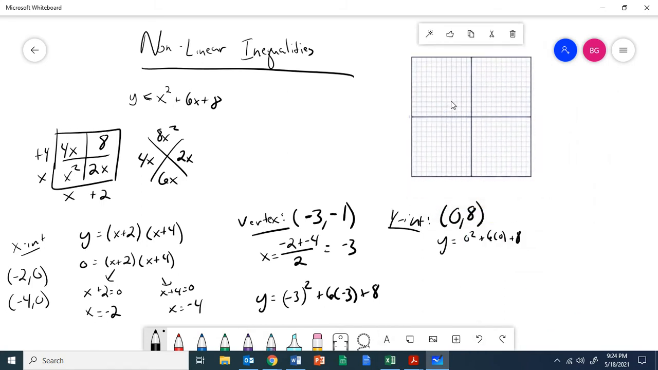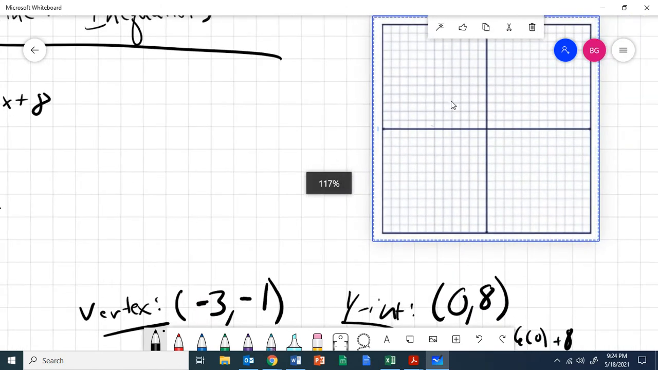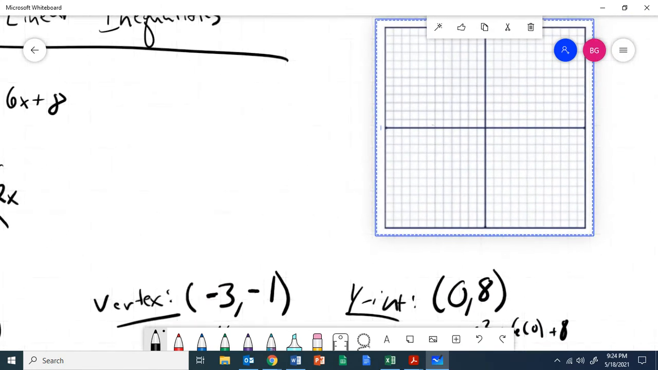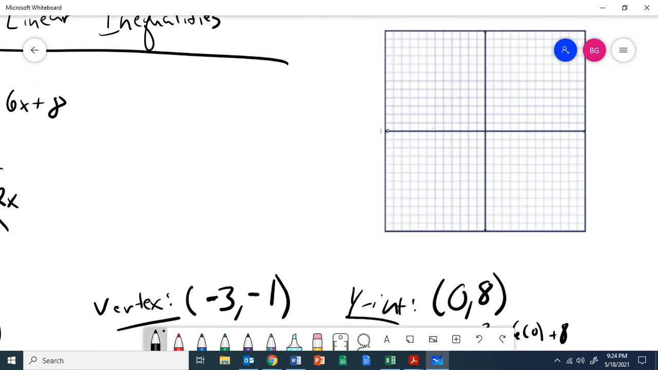So I'm going to move this graph here into place. Okay, I'm going to zoom in to help us out with this a little bit. So we need to graph our x-intercepts, which we have are negative 2, and we have negative 4. So I'm going to put negative 2 and negative 4 on here. We'll plot those points. Our vertex is negative 3 comma negative 1, so I'm going to plot that. My y-intercept is 0 comma 8, so I'm going to plot 0 comma 8, 5, 6, 7, 8. Okay, and now remember, that point does duplicate, so we could go ahead and plot that point as well.